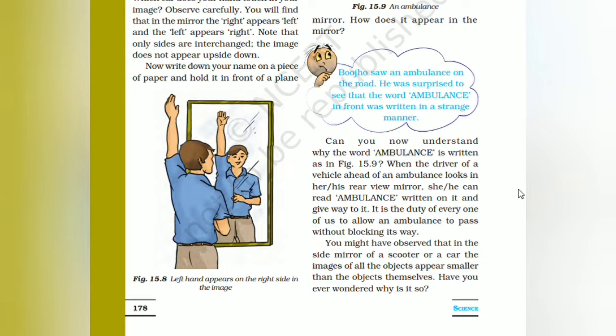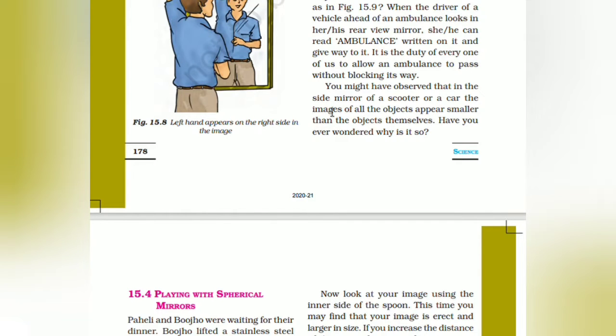When the driver of the vehicle ahead of the ambulance looks in the mirror, he will read it in the correct position, because on the ambulance it is written in reversed form. It is the duty of everyone to allow an ambulance to pass without blocking its way. You might have observed that in the side mirror of a scooter or a car, images of objects appear smaller than the objects themselves.